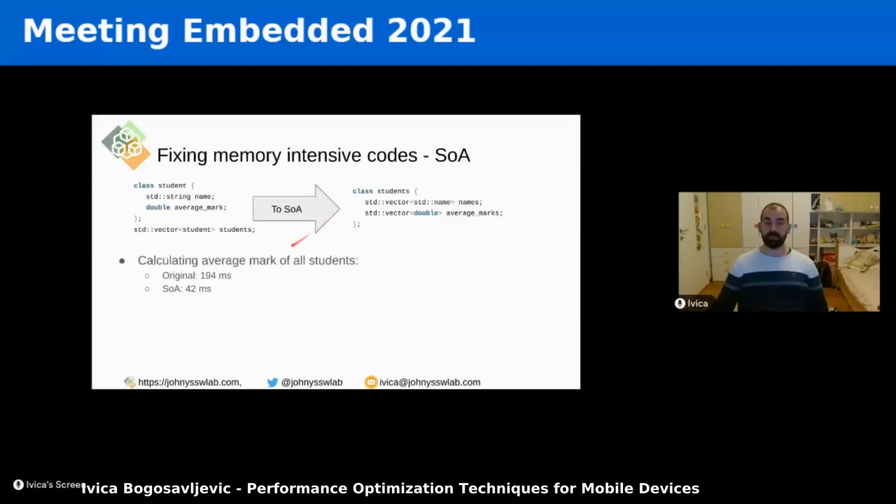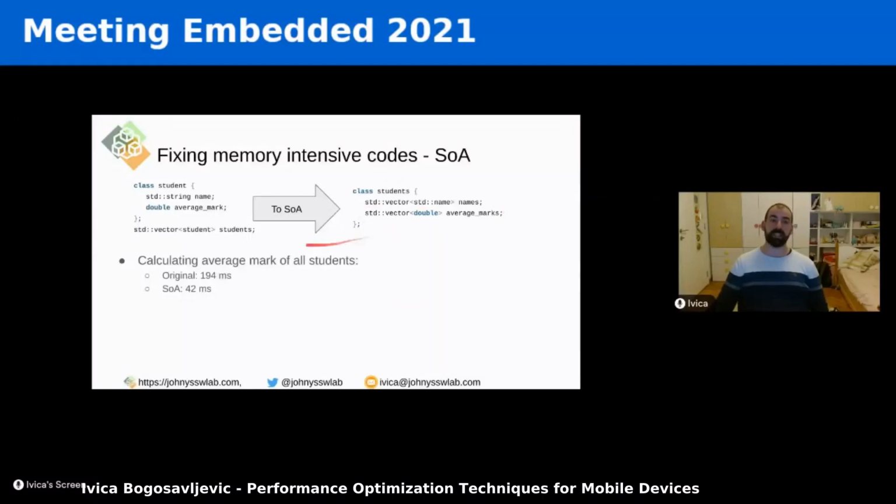If you want to calculate the average mark of all students, the original code takes 194 milliseconds, and after this transformation, it takes 42 milliseconds. Now, the question is why? Because in this second case, we are only accessing this vector, which is a vector of simple types, and we are accessing it from 0 to the end. So this means that this code is computational intensive.